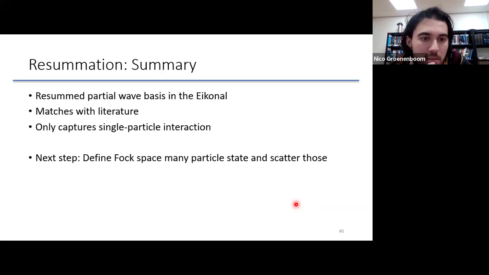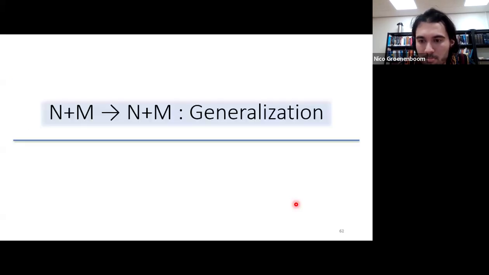So to summarize, we've resummed the partial wave basis now also in the Eikonal. We found some matches and resemblance with literature, reinforcing the fact that this resummation works. However, we've only managed to capture a single particle interaction. So the next step would be to define a proper Fock space many particle state and scatter those. And this brings us to the final part of the talk, where we generalize this Eikonal to arbitrarily many particles.